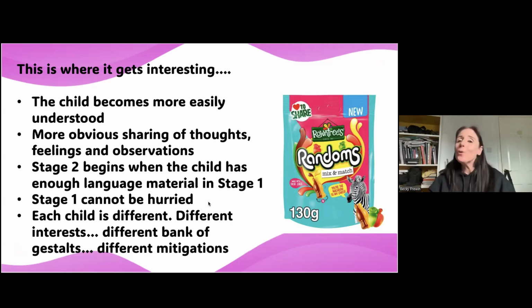Now, we also need to remember there's no universal bank of scripts. There's no universal menu or algorithm for how many or what type of stage one gestalts a child needs to have or should have, because each child is different. So each child, particularly likely autistic children, will have different interests and different special deep interests. And from that comes a different bank of gestalts. And from that comes different mitigations. So it's not like your analytic or traditional language acquisition where I can go, they're going to do this, then they're going to do that, and then they're going to do that. I can sort of predict the roadmap. And that's what natural language acquisition stages 1, 2, 3, 4, 5, and 6 do. I can sort of predict the way it's going to pan out, but I can't give you specifics because every child is different and every bank of gestalts is different.